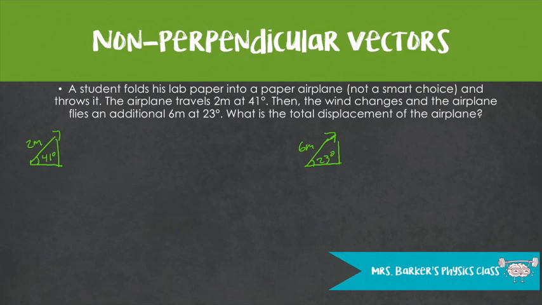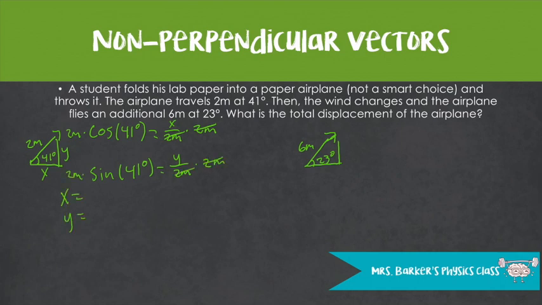Now, anytime I'm trying to find my components, that's when I'm going to use my trig functions. I know that for x, I'm going to use cosine. For y, I'm going to use sine. So cosine of 41 degrees equals x over 2 meters. Sine of 41 degrees equals y over 2 meters. And I can rearrange by multiplying both sides by 2 to get my variables by themselves. And so I should have 1.5 meters in the x direction and 1.3 meters in the y direction.